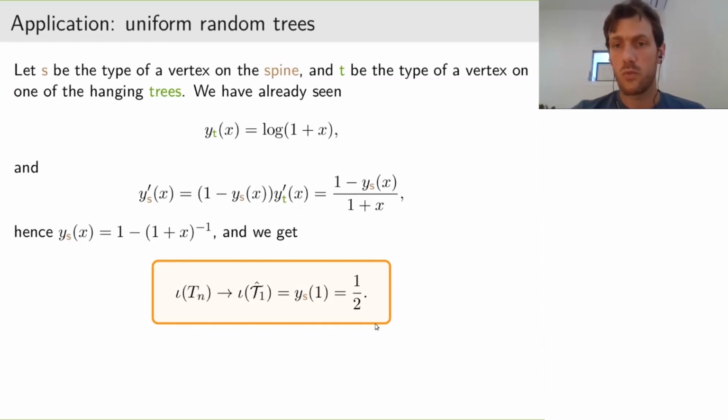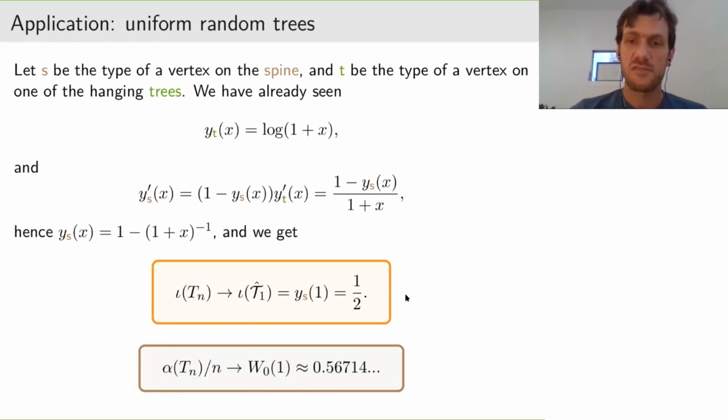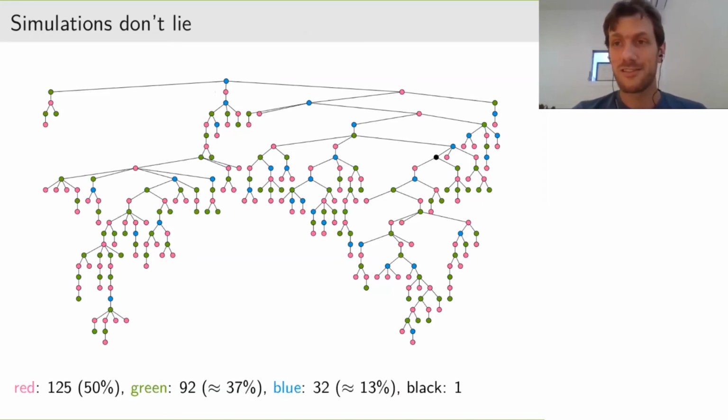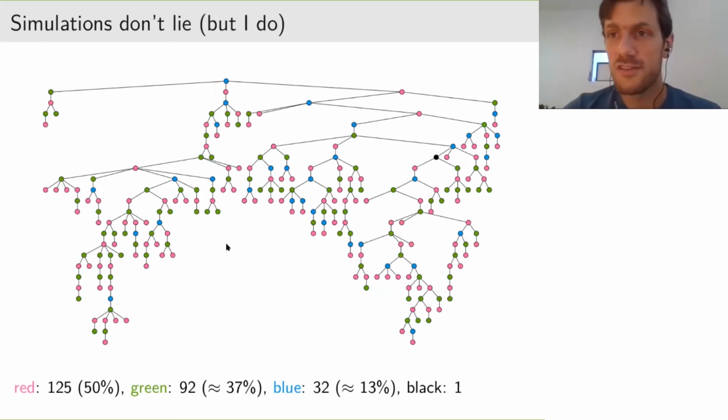Plugging in 1, we get 1/2, which is just below the real independence ratio, which was calculated by Meir and Moon in the 70s. And the simulations that I've made assure that this is really correct, and simulations don't lie, we trust them. But of course I do, because I carefully chose this simulation. But the point is, it is really well concentrated even for this small number of vertices, 250 vertices and about 125 red vertices.